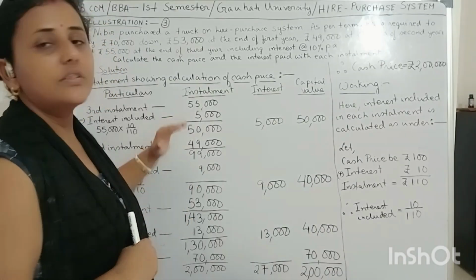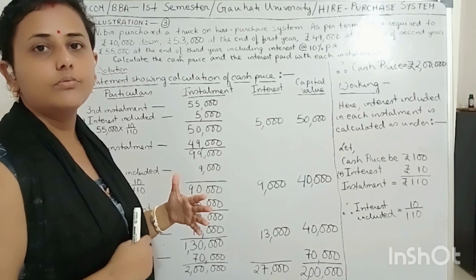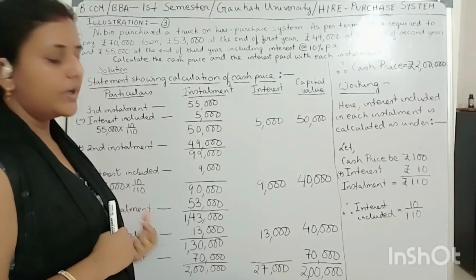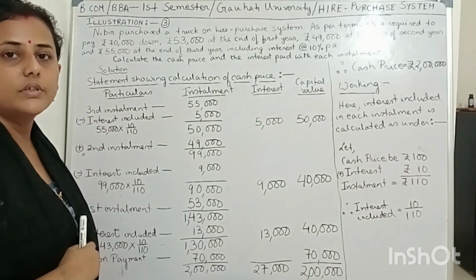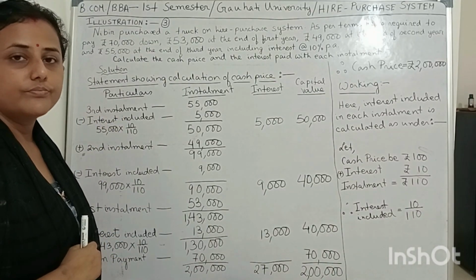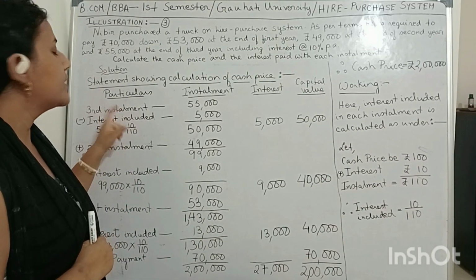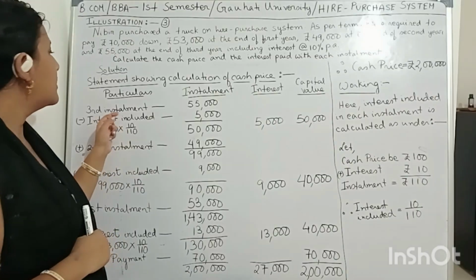This is just the opposite. That's why it is called the back calculation method. It is from bottom to top. The third installment was written at the bottom, yes or no? So here the third installment will be written at the top.